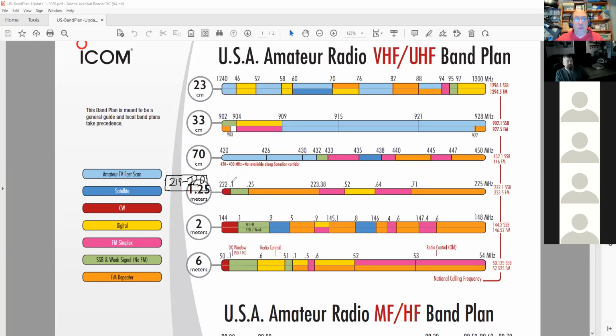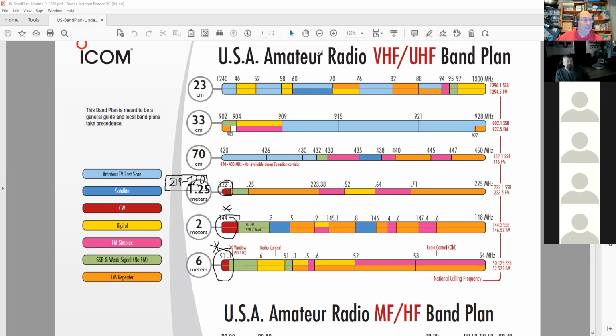But you notice that on this band, we have this red area. On this band, we have this red area. On this band, we have this red area. Basically, those red areas, and in particular this one and this one, are part of the FCC rules that you can only use Morse code on those little sections of the bands. But Morse code is allowed to be used virtually everywhere else.